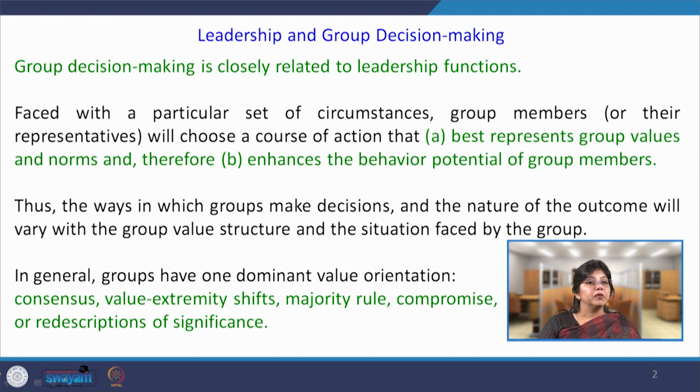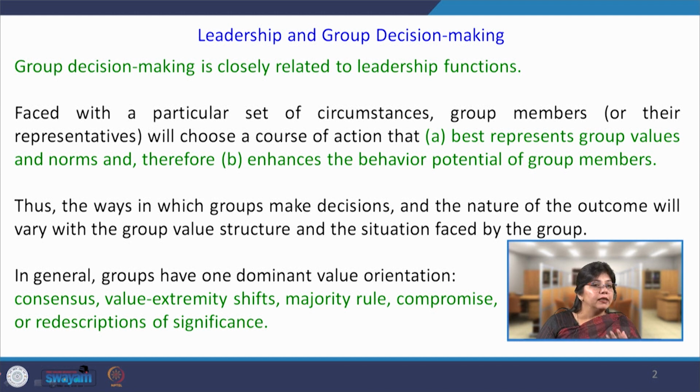Now, value orientation means what they focus on. Sometimes they focus on the decision of the leader, sometimes the members emphasize or compel the leader to take a particular decision. Sometimes they value compromise, that any decision making can depend on compromise. It can be about redescriptions of significance, or it can be about consensus. So, when we are talking about group values, they have certain value orientations. These are consensus, value extremity shifts, majority rule, compromise, or redescriptions of significance.